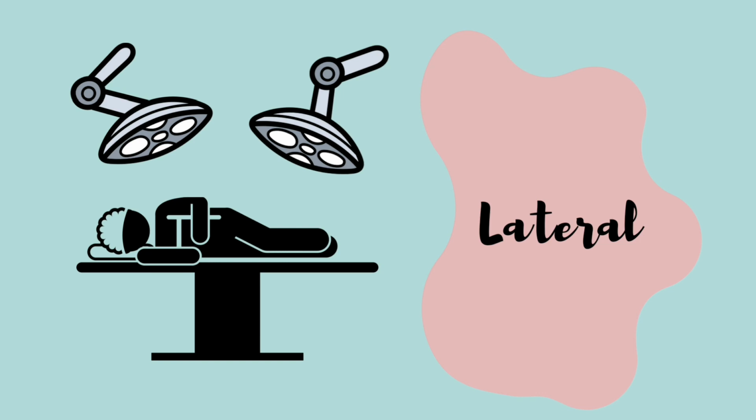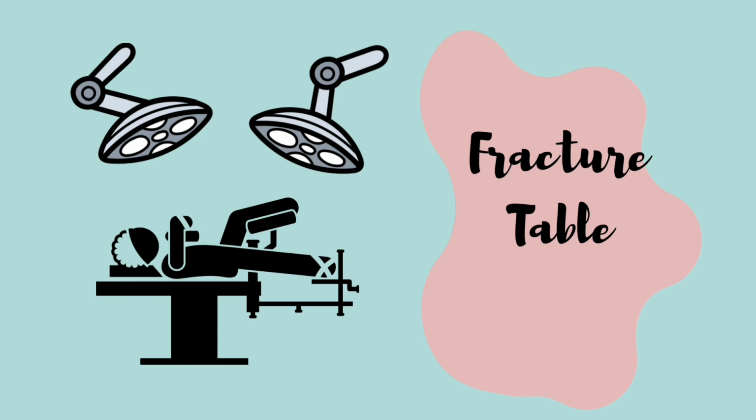Fracture table position. The patient is positioned supine on the fracture table. The ipsilateral arm is elevated in a sling while the contralateral uninjured leg is placed on a leg holder. This position is well suited for excellent true AP and cross-table lateral X-rays.